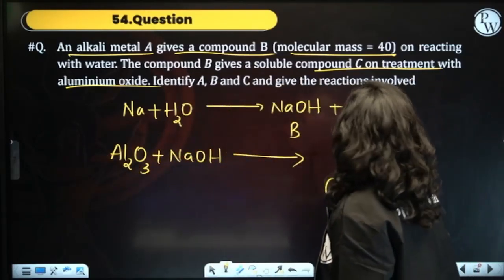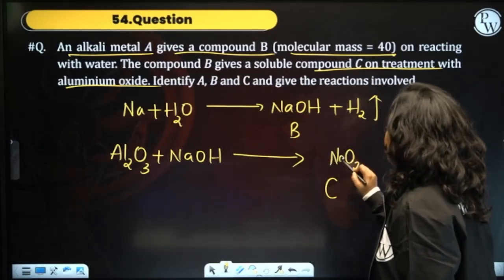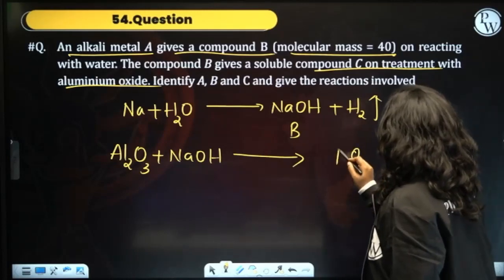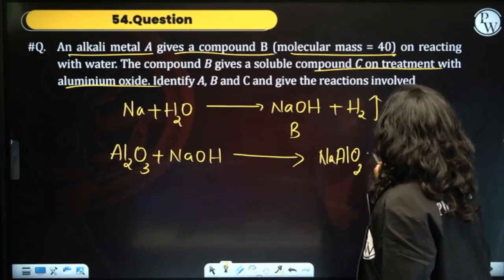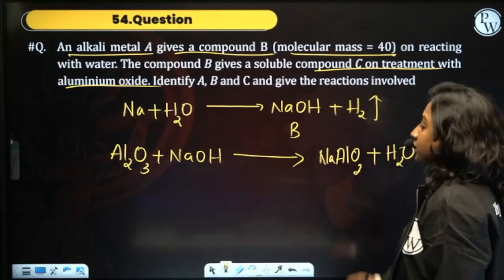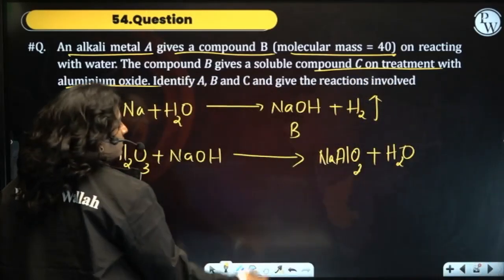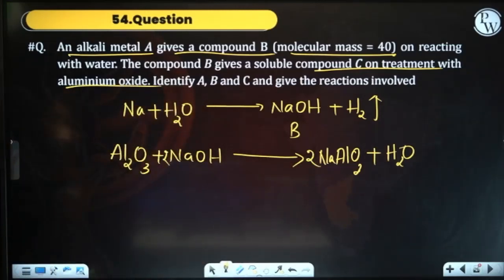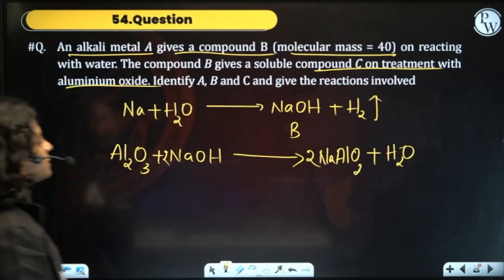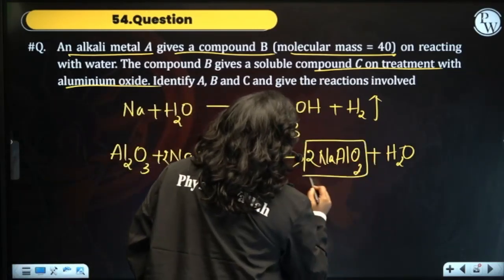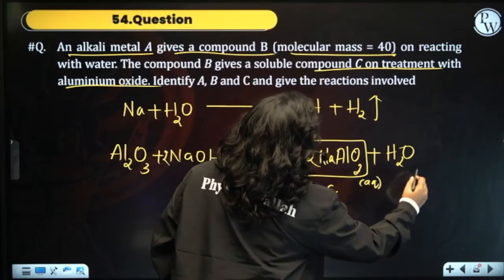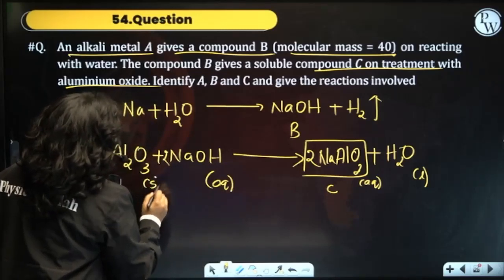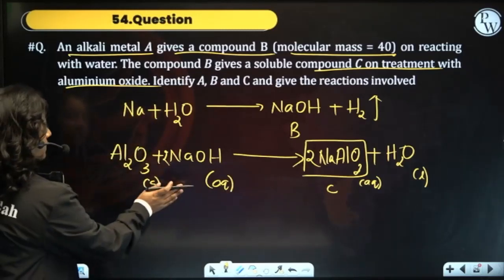Then what should be the product here? Sodium, oxygen, aluminium, sodium, plus water. How do you balance the equation? Just write 2 here and this also becomes 2. That's it, the equation is balanced. So this is your C. This is a water soluble compound. As I said, you can write aqueous here, L here, aqueous here and S here. Or you can also write it as aqueous.